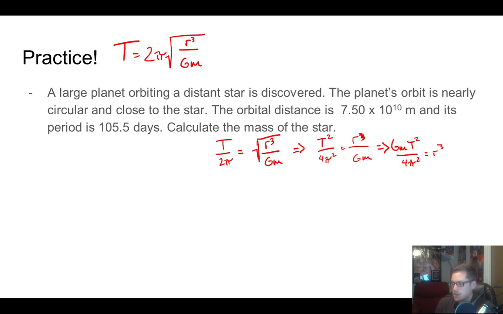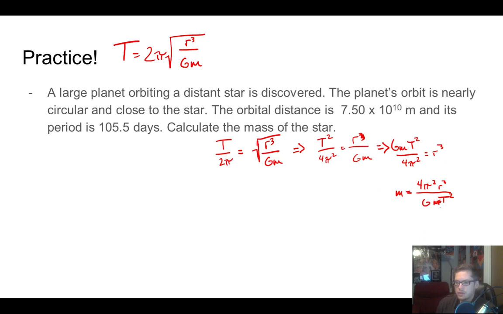Okay, and now we need to get the m by itself. So that means we're just going to multiply by the things that are in the bottom, divide by the things that are at the top. So we get mass is equal to 4 pi squared r cubed over G T squared. All right, and then now we have it solved for mass.